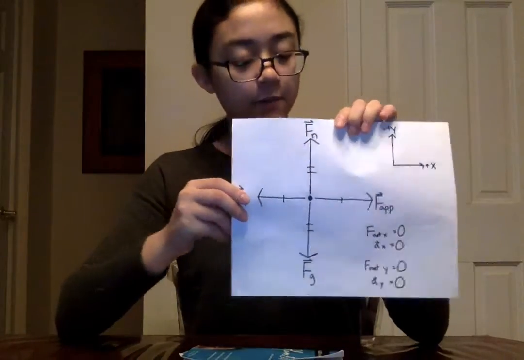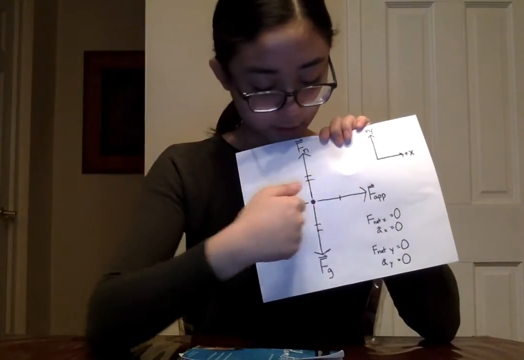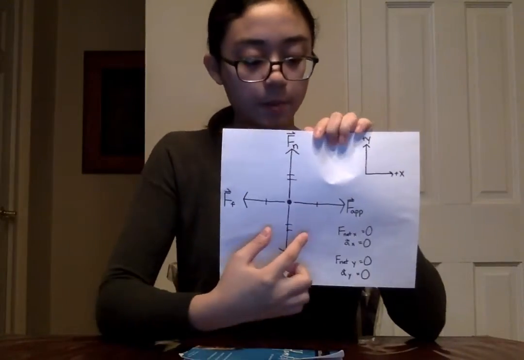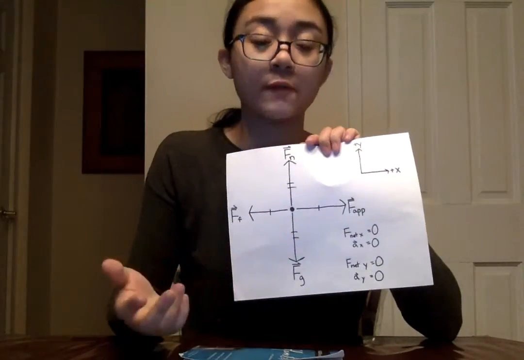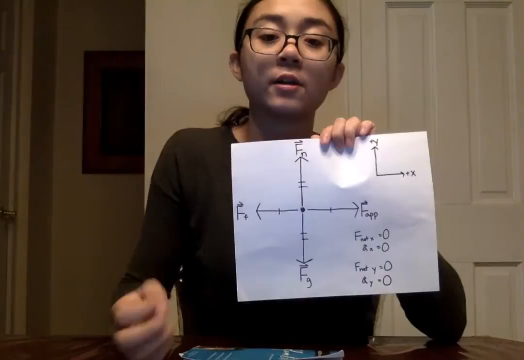You'll notice that applied force is acting in the positive x direction, and friction is acting in the negative x direction. The 2 vectors are represented as equal because the book is moving at a constant velocity. Therefore, there's a net force and acceleration of 0 in the x direction.